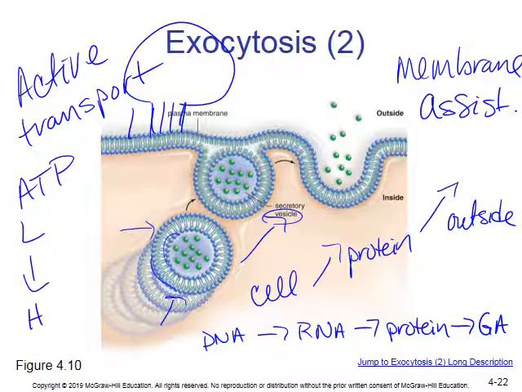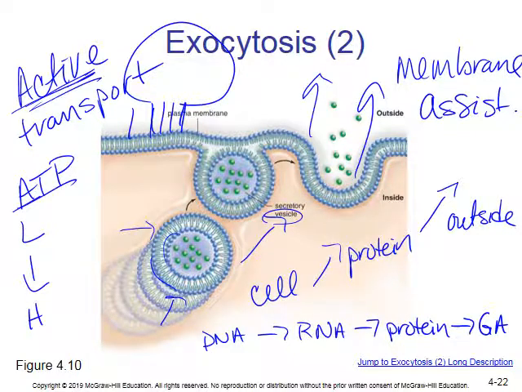That vesicle is going to merge with the plasma membrane and allow you to remove the protein that you made, or move the protein from the inside to the outside. So again, this is active transport. It requires ATP to do this action, and you're moving from where you have a low concentration to a high concentration. You're moving against the current, and you need a membrane to help you get there.